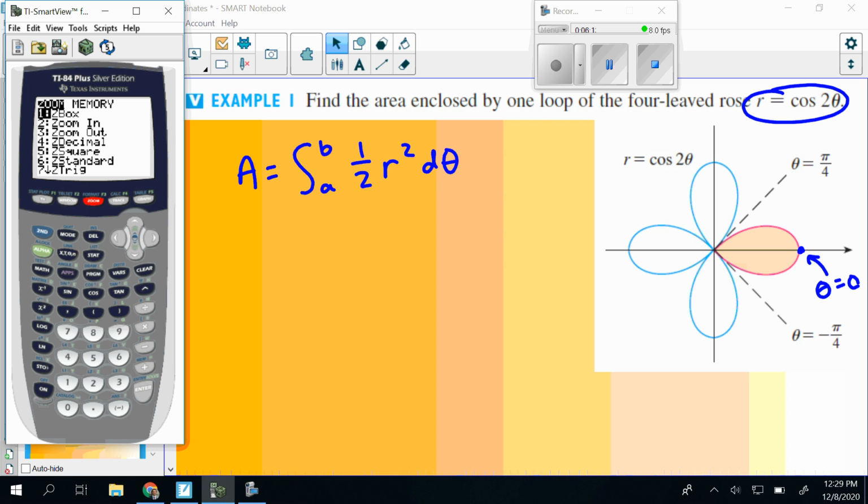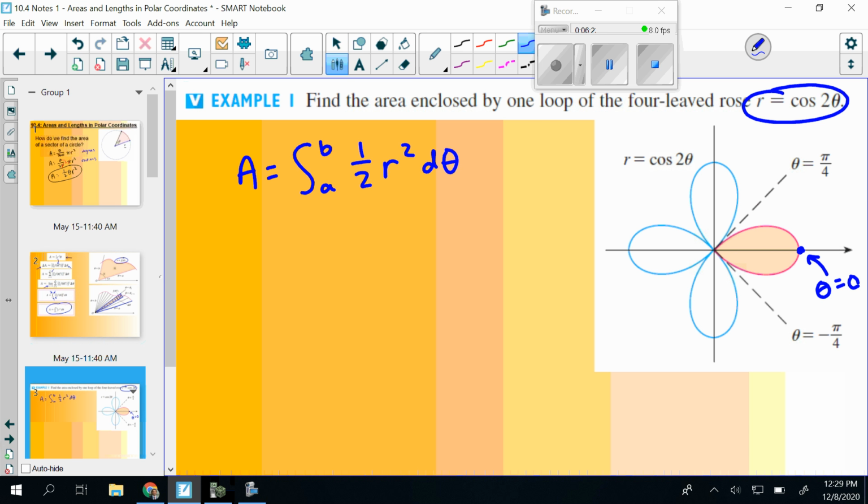I'm going to go zoom. Let's go number 4, decimal 1. So you can see there it is. And as this was going here, you could see that it started here, and that graph was moving this way. And at pi over 4, it ends up being there.